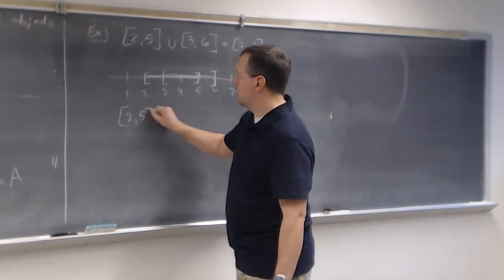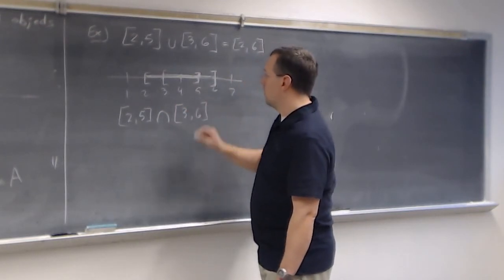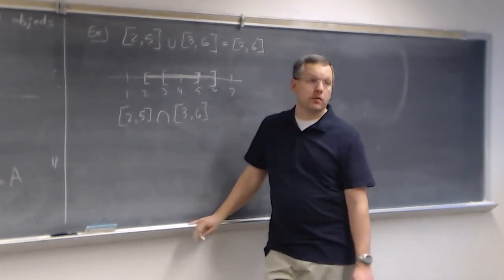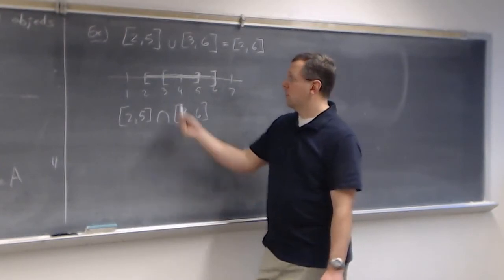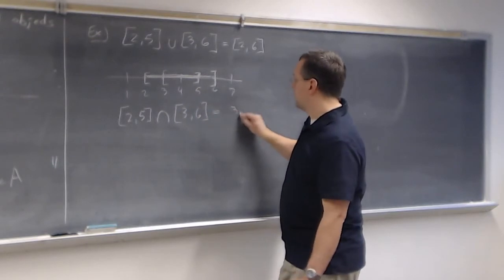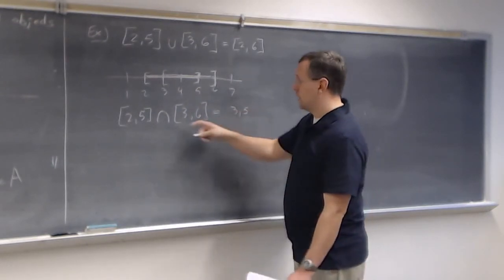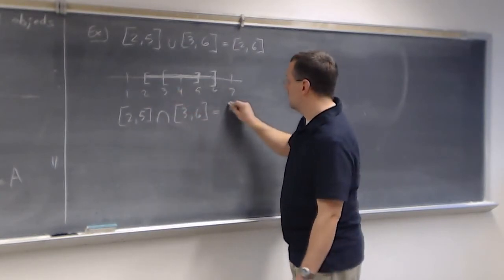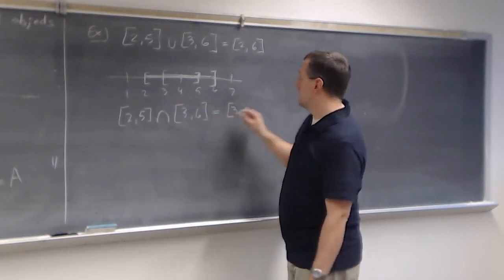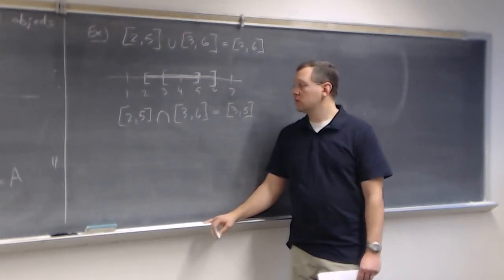What if I change that to an intersection symbol? Now you're looking for where these two intervals overlap. 3 to 5. Yes, where did I draw them twice? From 3 to 5, do I still include the endpoints? Yes, because 3 is in both sets, and 5 is also in both sets, so I would include the endpoints.